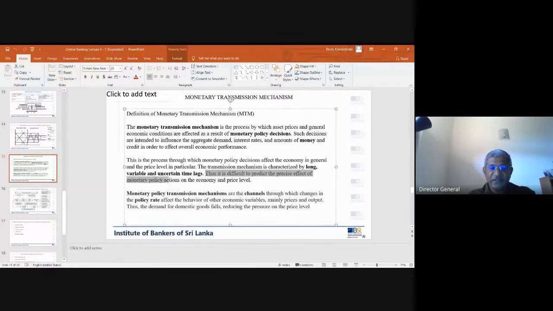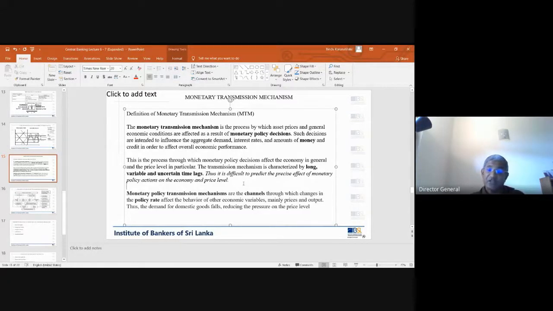the final outcome is this: thus, or therefore, it is difficult to predict the precise effect of monetary policy actions on the economy and the price level. Okay. Let's articulate a question from this. If somebody can raise a question, why is it difficult to predict? Why is it difficult to predict the impact of monetary policy on the economy precisely? Or why can't somebody assess precisely how the monetary policy affects the economy?